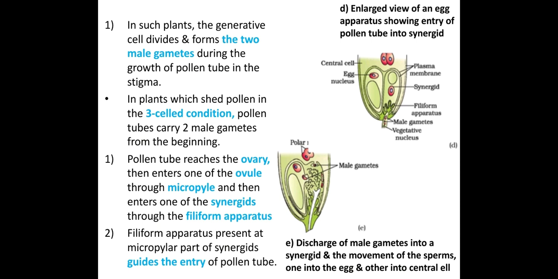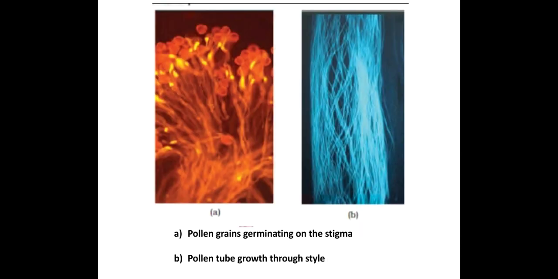Then there is the movement of the sperms, one into the egg and another into the central cell. One male gamete will enter the egg cell and the other will enter the central cell. After this, post-pollination events will happen. Here you can see two scanning electron microscope pictures. In A you have pollen grains germinating on the stigma, and in B you can see how a long tube has grown on the style region.